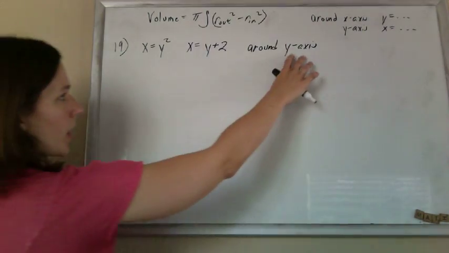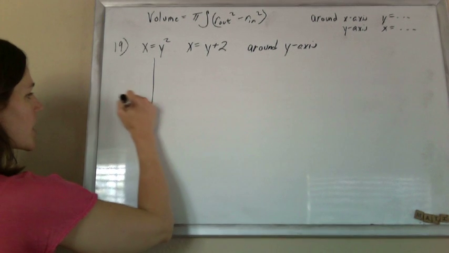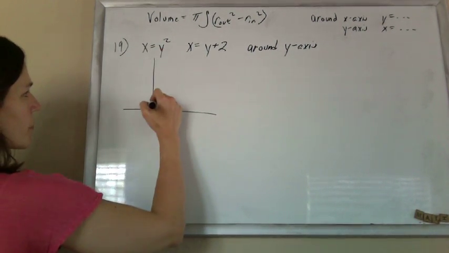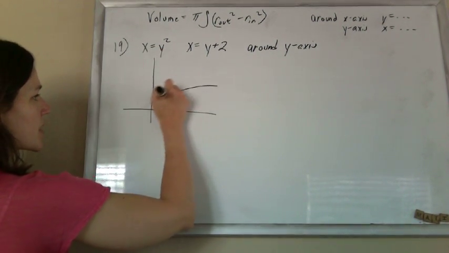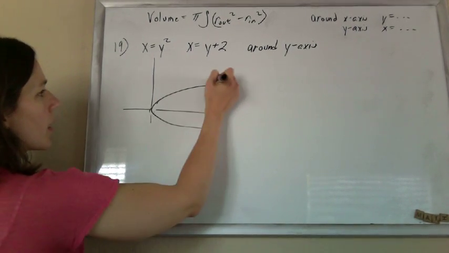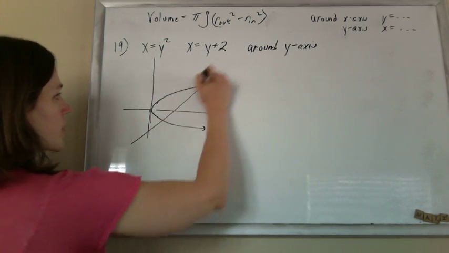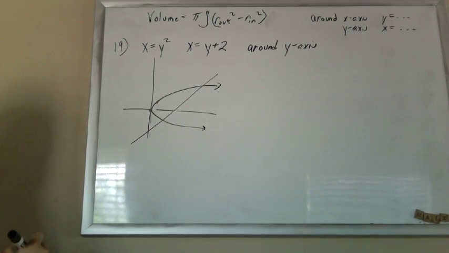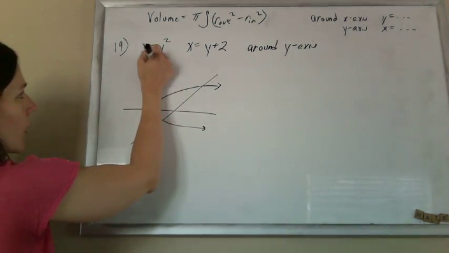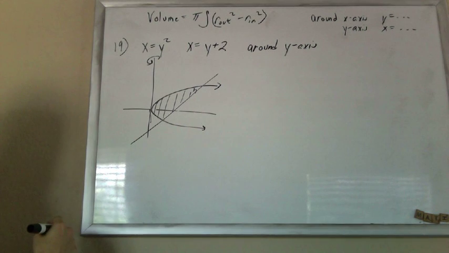So we're going around the y-axis, so we like that we have x equals. It makes it a little funky to draw, but that's okay. X equals y squared is just a sideways parabola I can draw. And then this is just y equals x minus 2, so a y-intercept of negative 2, and it's just a line. And we're going around the y-axis, so we want this region there revolved around the y-axis.